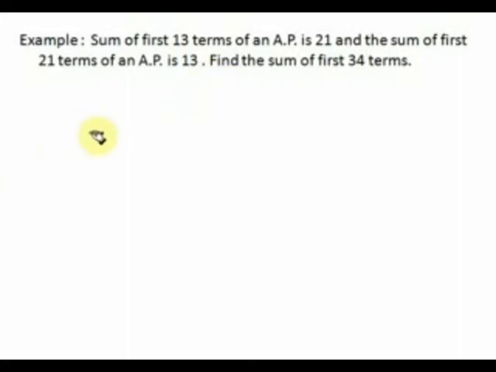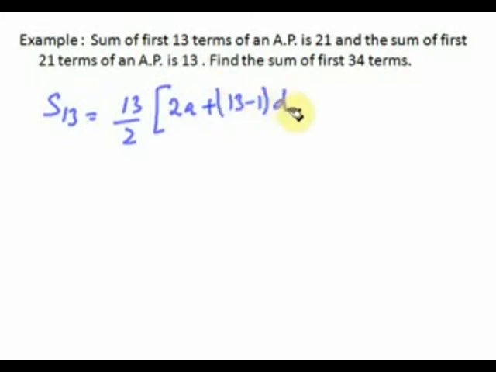Looking at more examples, example 1: the sum of first 13 terms of an arithmetic progression is 21, the sum of first 21 terms of an arithmetic progression is 13. Then we have to find the sum of first 34 terms. So the formula for the sum of first 13 terms, S13 is equal to n by 2 into 2a plus n minus 1 into d. n is equal to 13, that is equal to 13 by 2 into 2a plus 13 minus 1 into d, that is equal to 21.